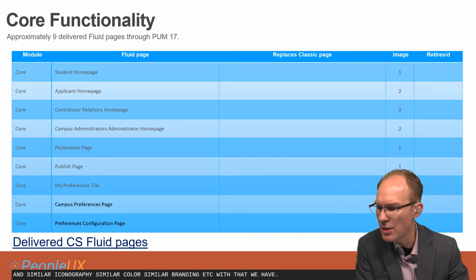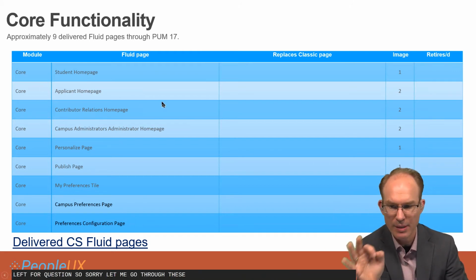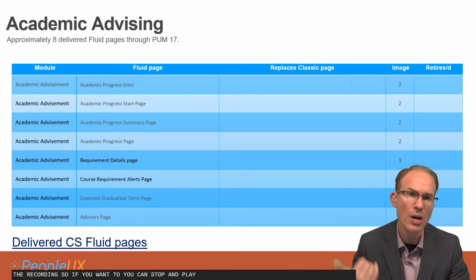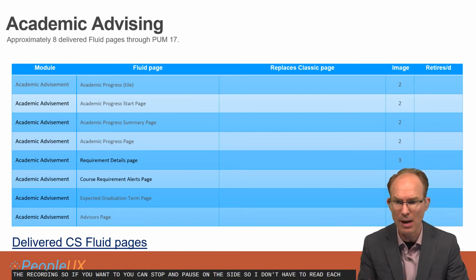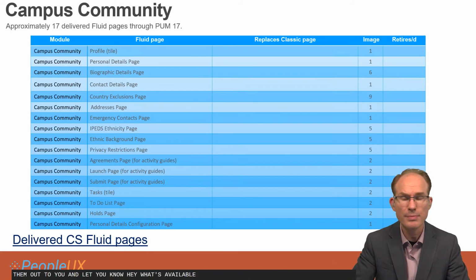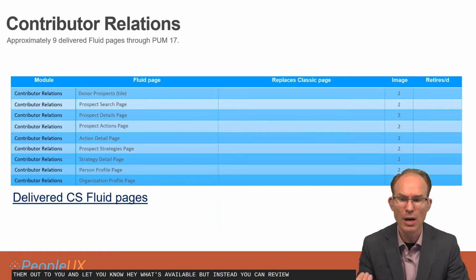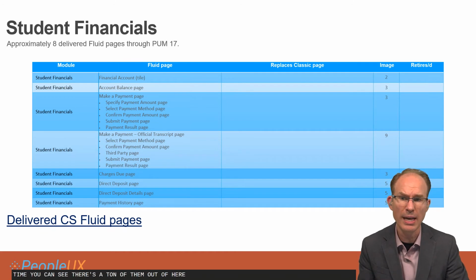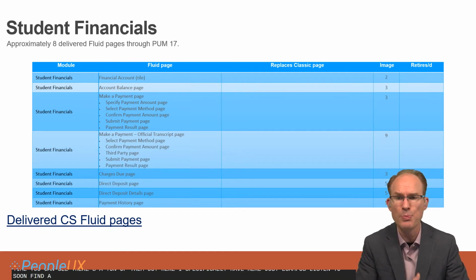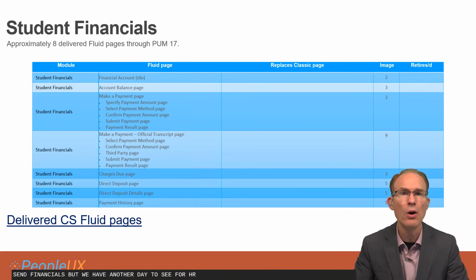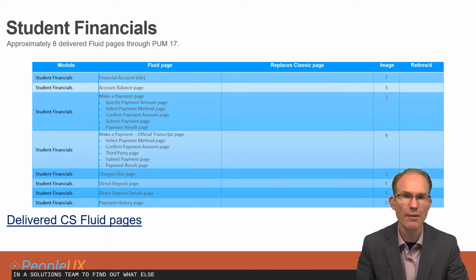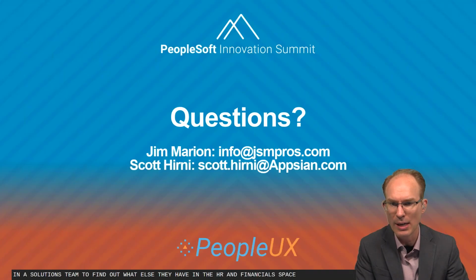With that, we have just under 10 minutes left for questions. So let me go through these cases here. They're in the slides, and of course you have the recording, so if you want to, you can stop and pause on the slide. That way I don't have to read each of them out to you, and instead you can review those on your own time. You can see there's a ton of them out here. I specifically have here just the campus solutions and student financials, but we have another data sheet for HR. So please feel free to reach out to your Appsian solutions team to find out what else they have in the HR and financials space as well.